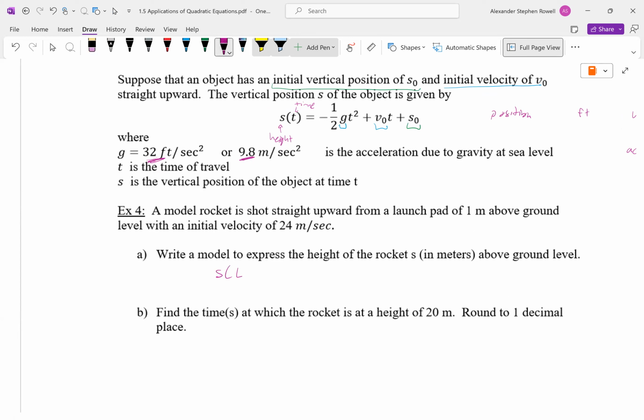The formula S of t is equal to -1/2. So G, should I use 32 or 9.8? Okay, why am I using 9.8? Meters per second, we're going to use, what's that called? Metric system. 9.8 meters per second squared times t squared is our variable. Plus, do I know the initial velocity?